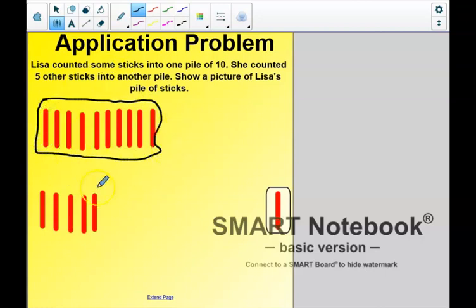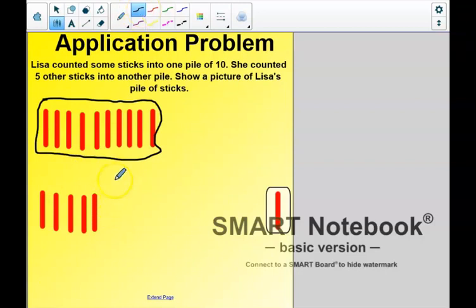This is 1 ten. There are 10 ones in 1 ten. We counted 10 sticks. There are 10. We circled it. That's 1 ten. But down here, are there 10? No. There are only 1, 2, 3, 4, 5. 5 ones. That cannot make a full 10.